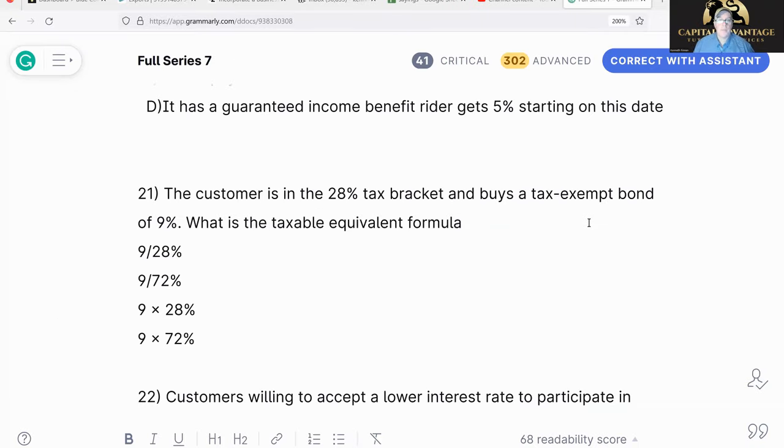Okay, so here's one. A customer is in the 28% bracket and buys a tax-exempt bond. Tax-exempt means muni, of 9%, which I wish I had a 9% muni. What is the taxable equivalent formula? It must have been in like the 80s they wrote this question. I was like 15. So tax equivalent means you're going to divide. It's a muni, so you're going to divide by 100 minus the tax bracket. So boom, right there. It's 9 divided by 0.72. That's all it is. That's some easy stuff. Let's do a harder one.